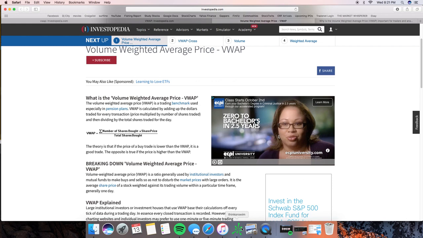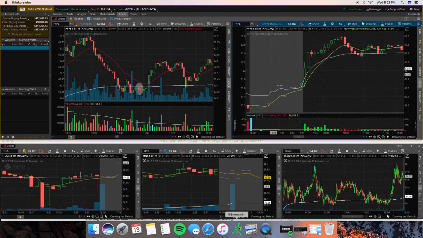So what you need to know is VWAP is basically the average price that was paid for the stock. It's basically the median of the stock, and it takes into account the volume of the shares in the price. So basically, this line right here is about the average price for the stock. Now, this red line here is the 20 EMA, and the white line is the VWAP for me.